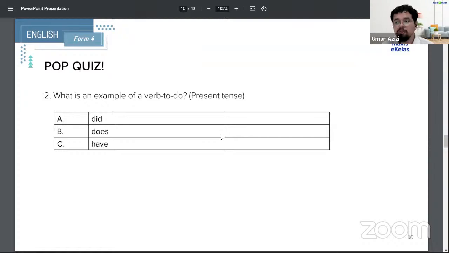Okay, so verb to do just talks about the forms in which do comes in. There's do, there's does, then there's past tense did, done. So let's not talk about those. That is not it. I'm kidding. But verb to do is do and does. So in this sense, the example here is does.